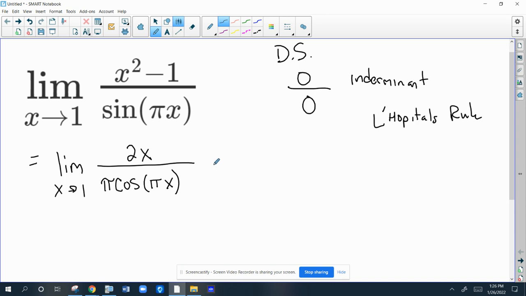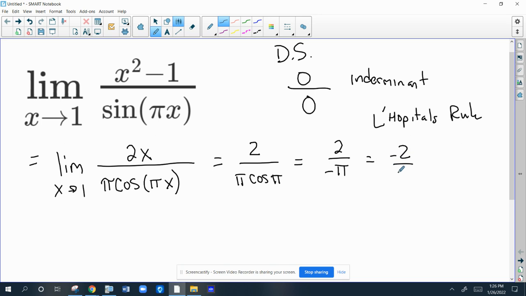So if you plug in 1 with direct substitution, you're going to get 2 up top. So this limit is going to be able to be determined. If you plug in 1 on the bottom, you'll get pi times the cosine of pi. The cosine of pi is negative 1. So this would be 2 over negative pi, or just negative 2 over pi.